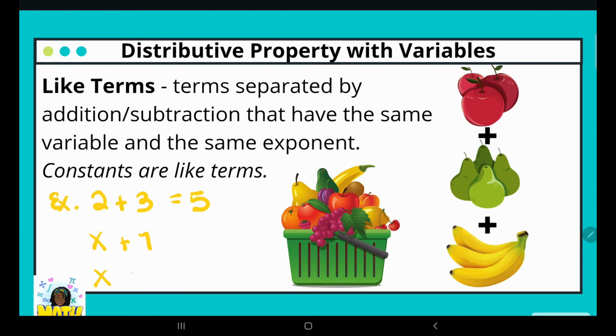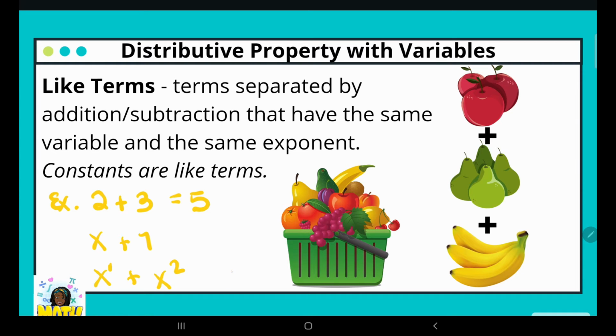What about if I have X plus X squared? Now they both are using the same variable, but they have a different exponent. X just sitting here by itself is like saying X to the first power, and then X squared has an exponent of 2. The difference in the exponents makes them unlike terms, so we can't do anything further with them.